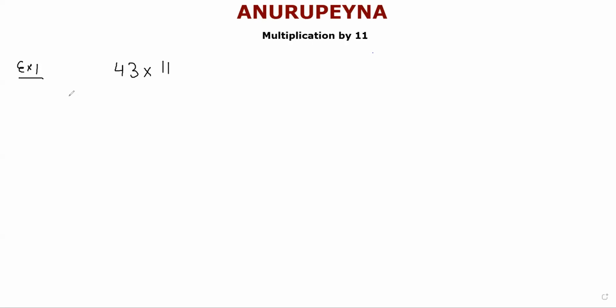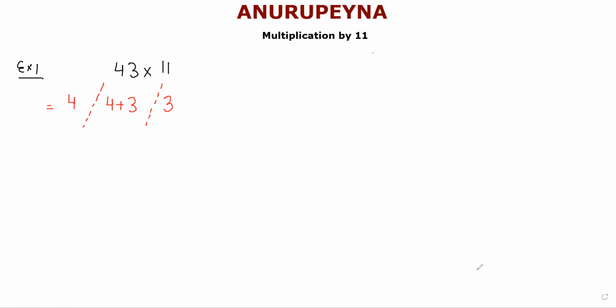So what is the new technique for you? You should write the rightmost digit only, 3. Just write the rightmost digit and then make a slash. Then write the sum of the 2 digits, 4 and 3. Then write the leftmost digit, 4.